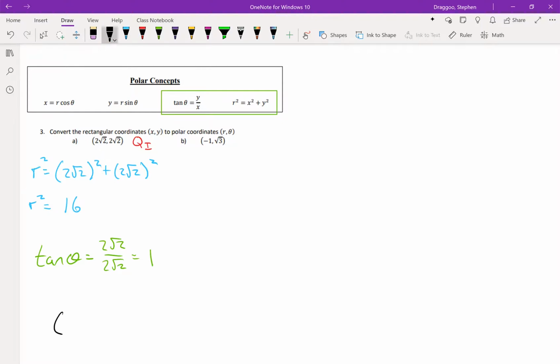So picking an angle in quadrant 1, I can probably use theta equals pi over 4, since that angle will put us in quadrant 1. And if I'm using pi over 4 as my angle, then r should be a positive value. So I want the point 4, pi over 4. And that'll be my polar coordinate.